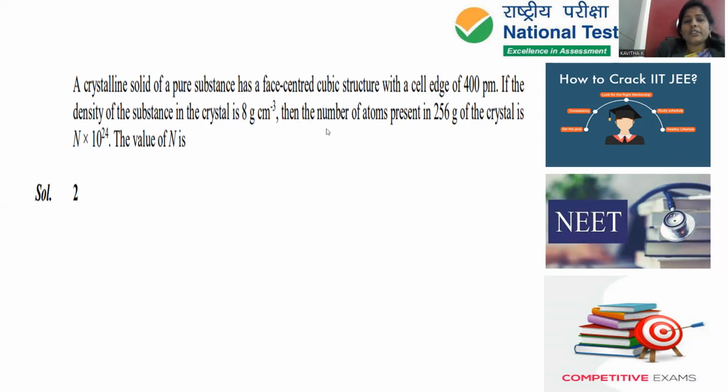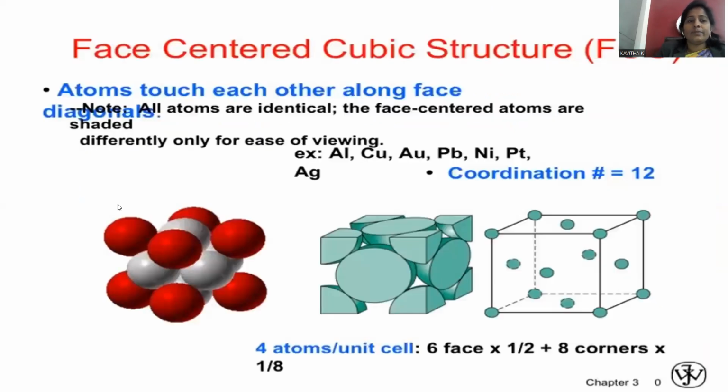So for this face-centered cubic, the number of atoms present in 256 grams of crystal is to be identified. Half of the answer is given, the remaining half is to be identified. That n value is calculated as 2. We have to see how to calculate this. Here, they talk about the solid existing in a face-centered cubic structure, where all the atoms are identical.